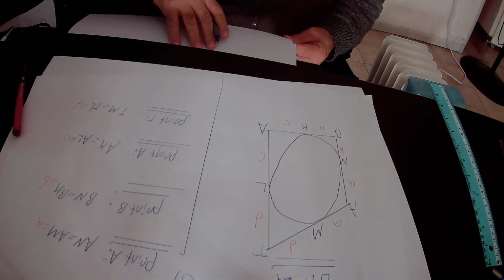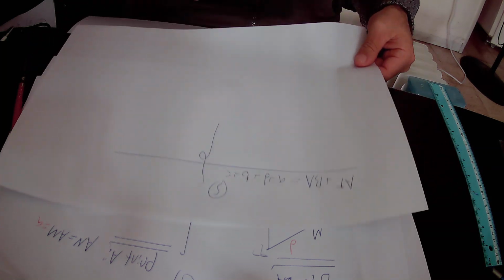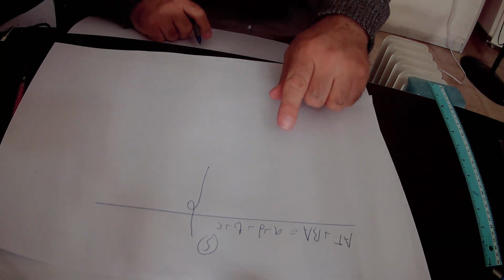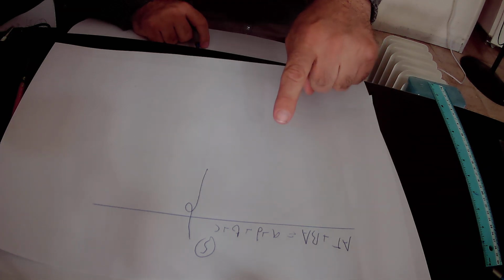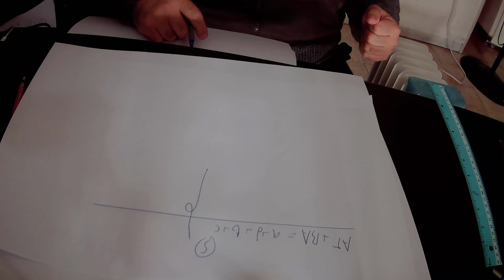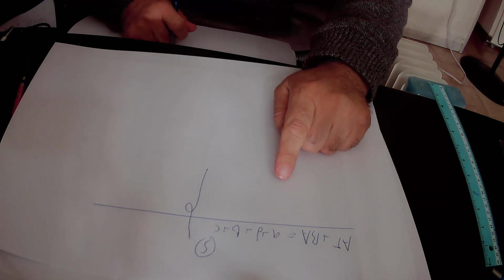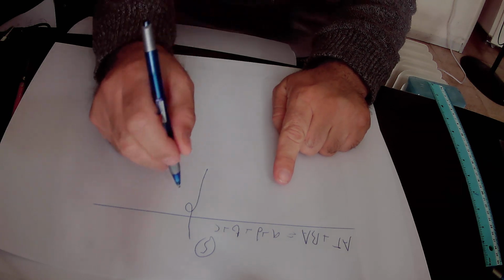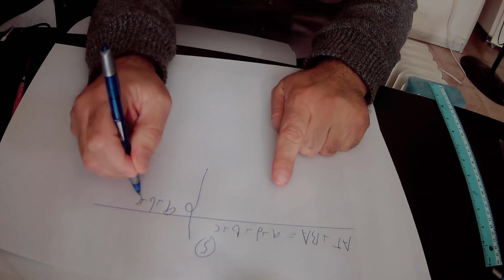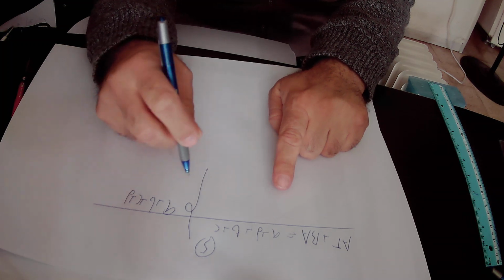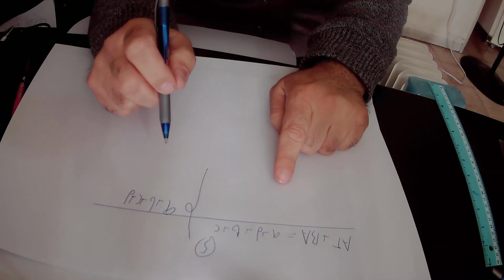In conclusion, we found out that side AT plus side BA equals A plus D plus B plus C. So we can change the order of the variables here. Instead of A plus D plus B plus C, we can write that it is equal to A plus B plus C plus D. We just change the order of those four variables.